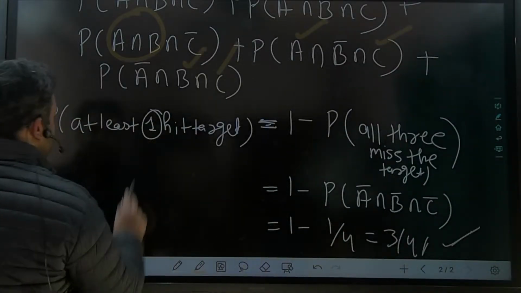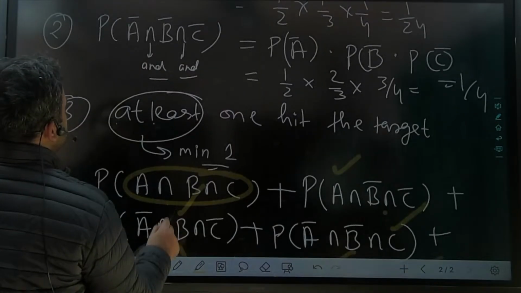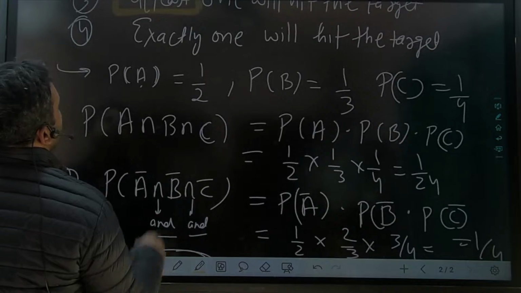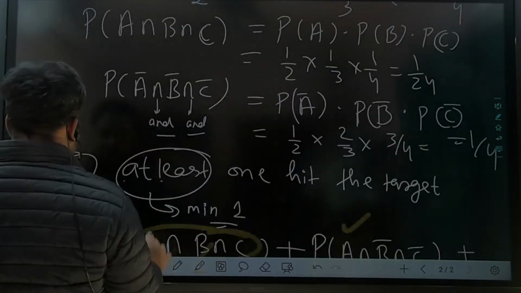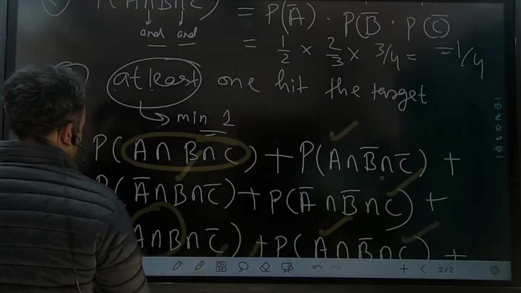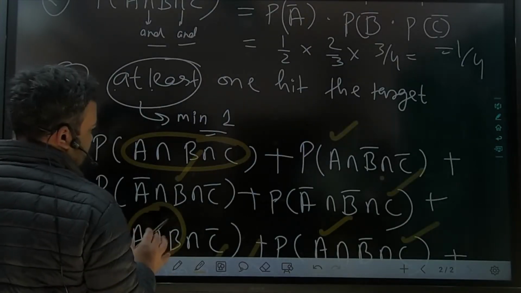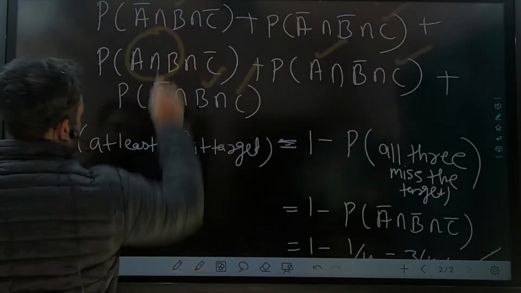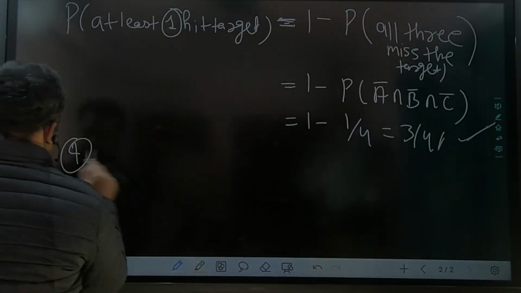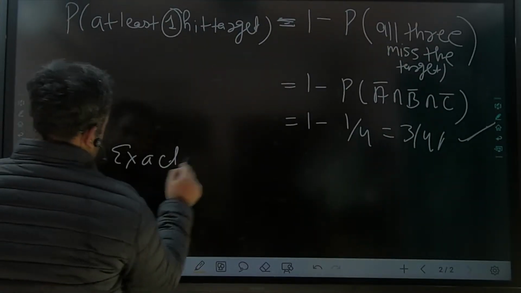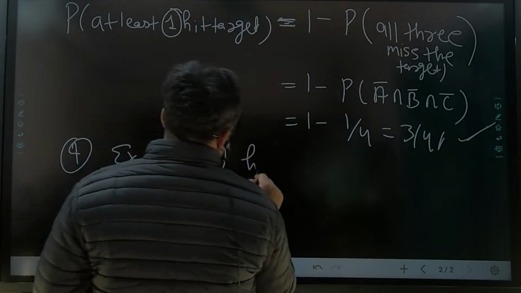The last case you see is: exactly one will hit the target. Now this is very specific. Exactly one will hit the target, not two, not three. So we are bringing a lot of constraints here. So the fourth is exactly one hits the target.